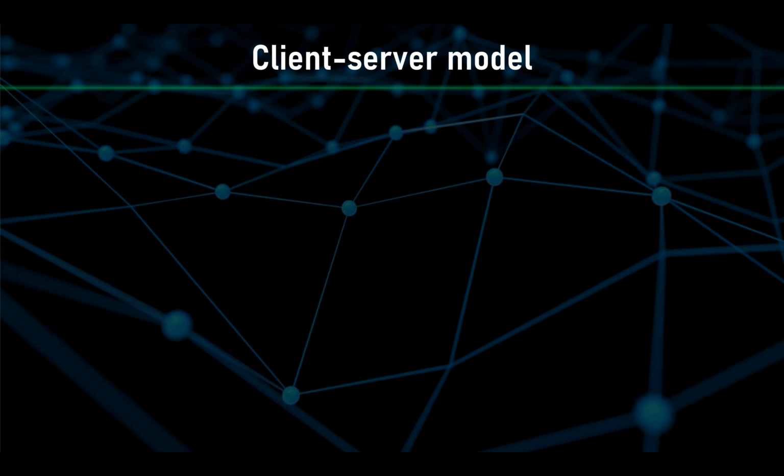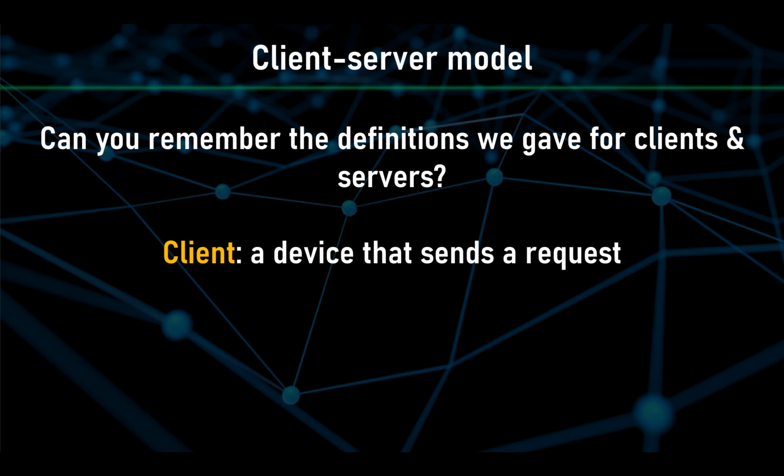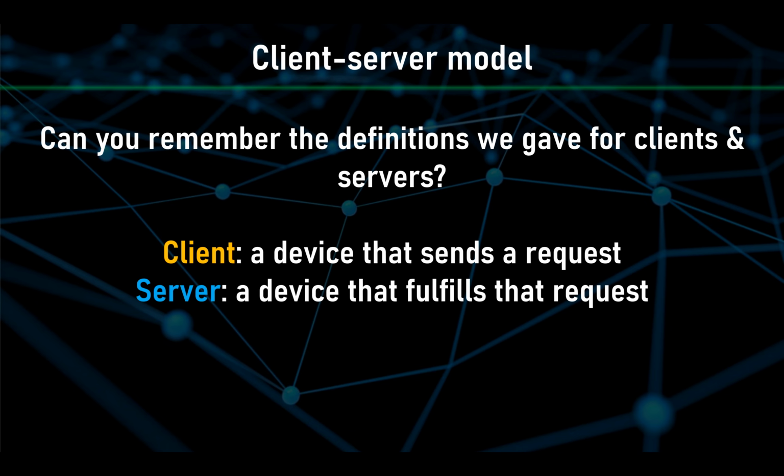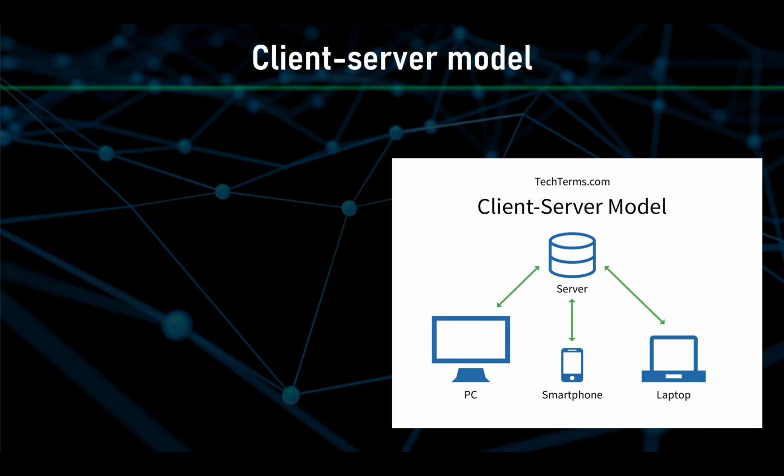If we move on to the next thing, the client-server model, hopefully you can remember the definitions we gave. A client is just a device that sends a request, and a server is a device that fulfills that request, or sends a response back. Actually, if we think about this, this here is literally just the client-server model, super simple. A client sends a request, and a server responds. To see this simple example, we've got three clients: a PC, a smartphone, and a laptop.